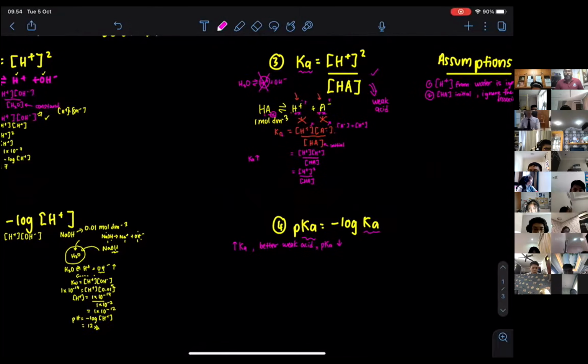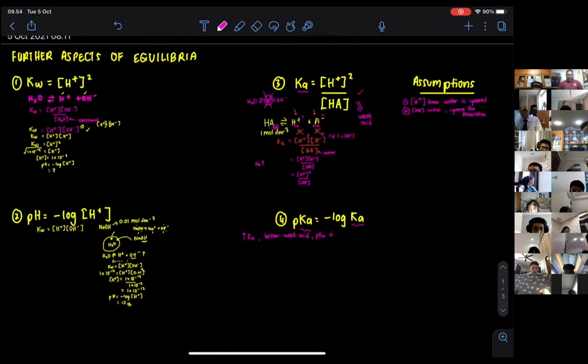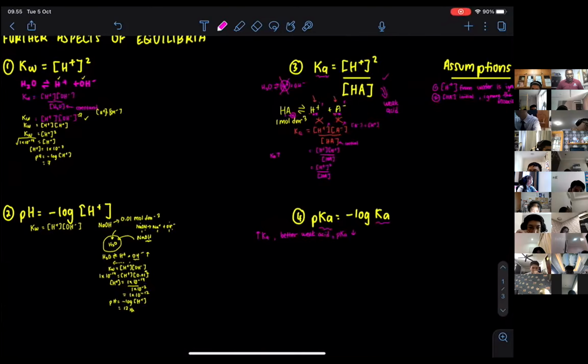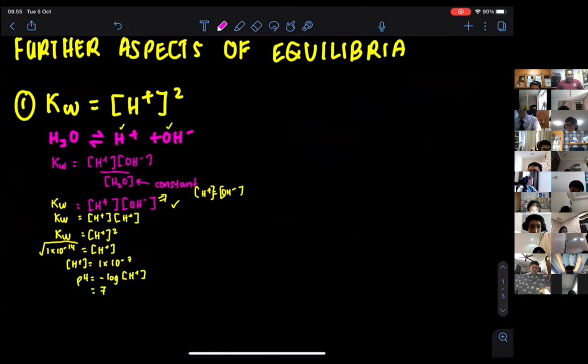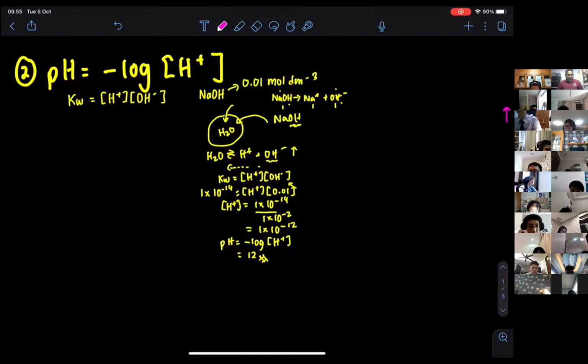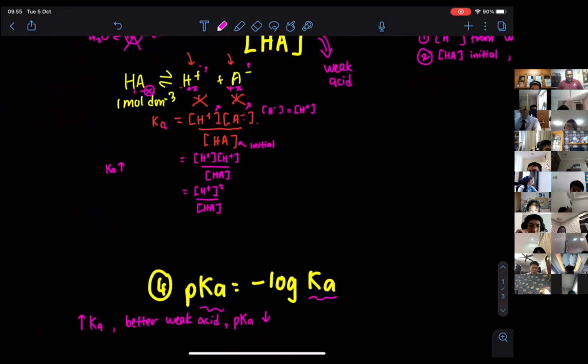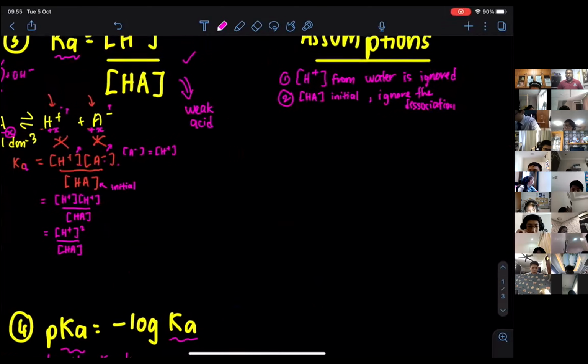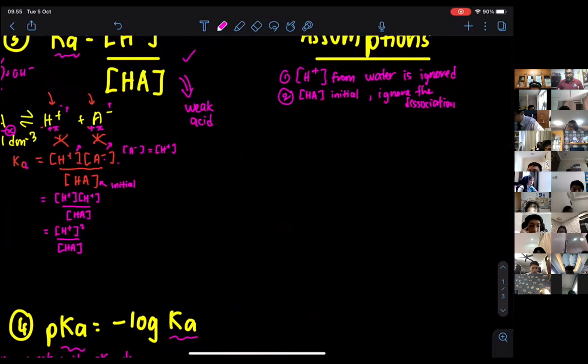So if you look at it overall, the first half of the lesson, maybe the first 30 or 45 minutes, was only discussing this. Only discussing how to do the calculation using Kw, how to do the calculation for this, how to do the calculation for this, and so on, and what the assumptions are. So this is done.